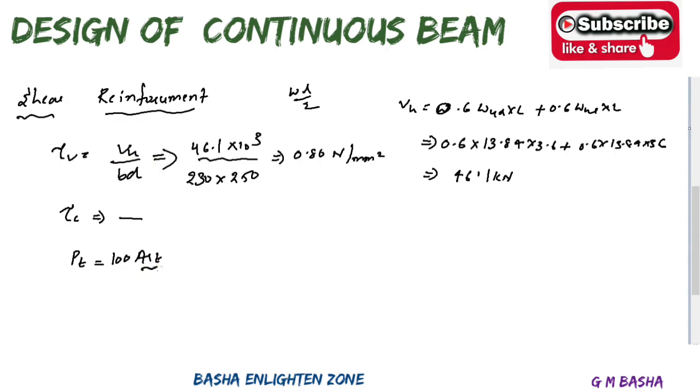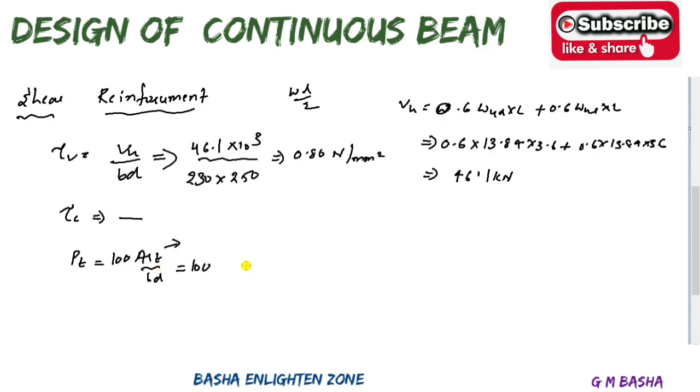100 area of the steel by bd. Again you will get one confusion here, how much area of the steel we have to provide. One will be chosen 4 bars of 12 dia, another will be chosen 3 bars of 12 dia. Always take the higher area of the steel. You can check the higher area of the steel, it will be sufficient for all the other reinforcement also.